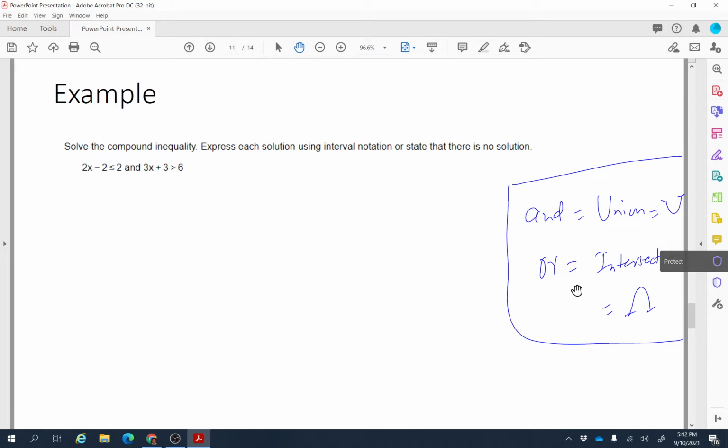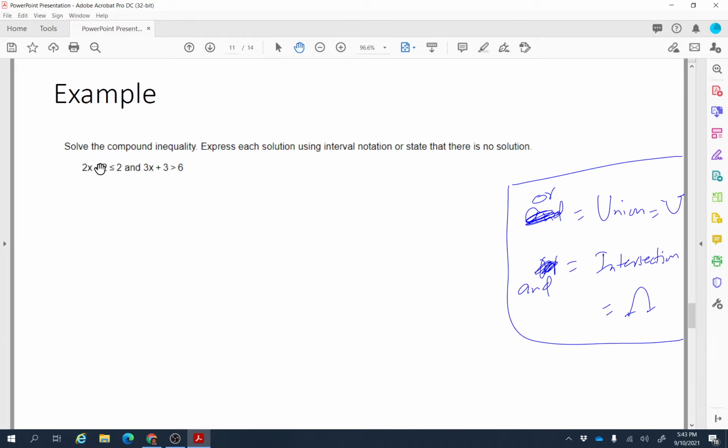Okay, my bad. It should be the opposite, okay? If there is OR, that means union. If there is AND, that means intersection. So the solution should be true for both of them. So AND means intersection, OR means union. Here we are given AND. We find the solution of the first part, find the solution of the second part, and we take the intersection of both of them to find the final solution.